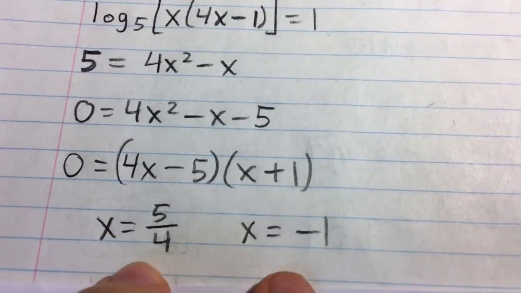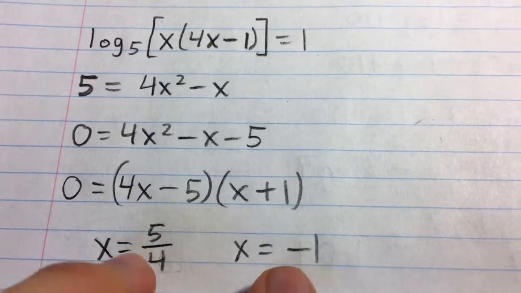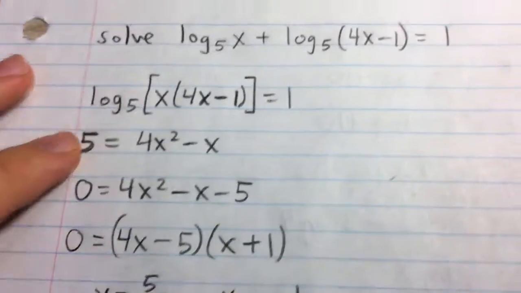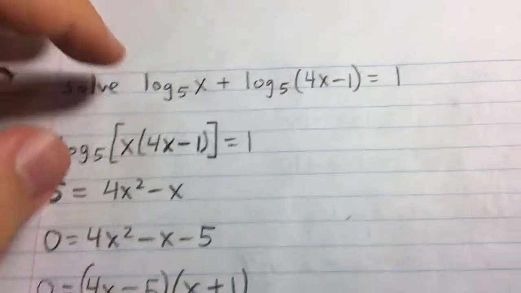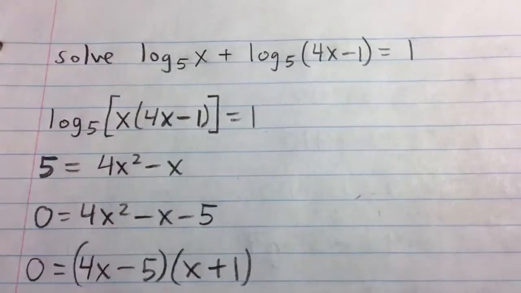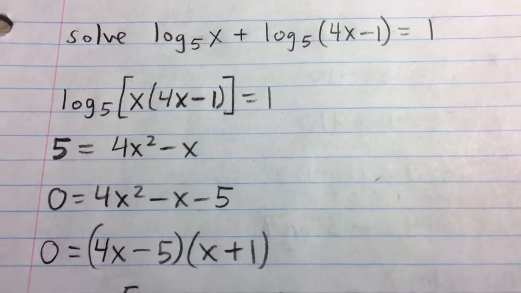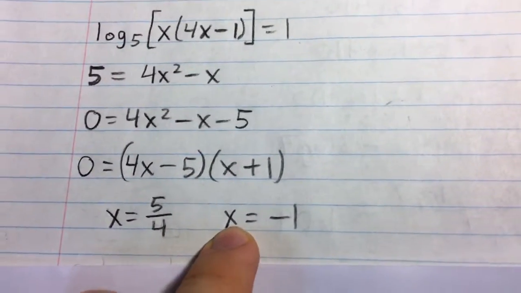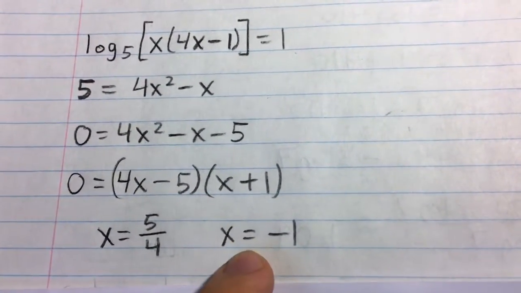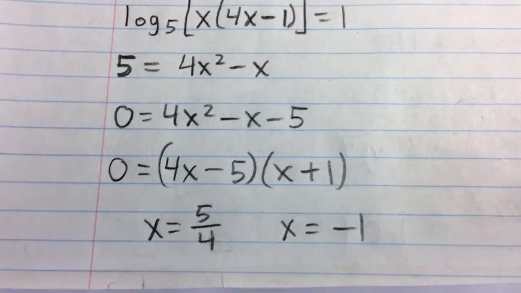However, we got two answers here, but actually, we have to plug in both of these answers back into the original equation to see if it works. And notice that if we plug in negative 1, we're going to get the log of negative 1. And we cannot take the logarithm of a negative number. And so x equals negative 1 is actually not a solution. It's called an extraneous solution. So the only real solution to this equation is x equal to 5/4.